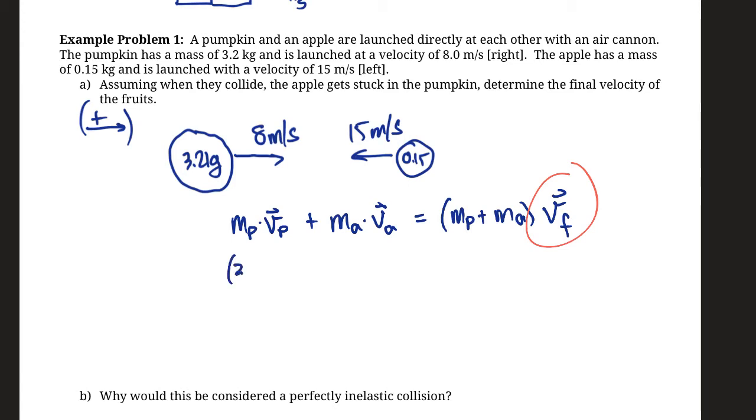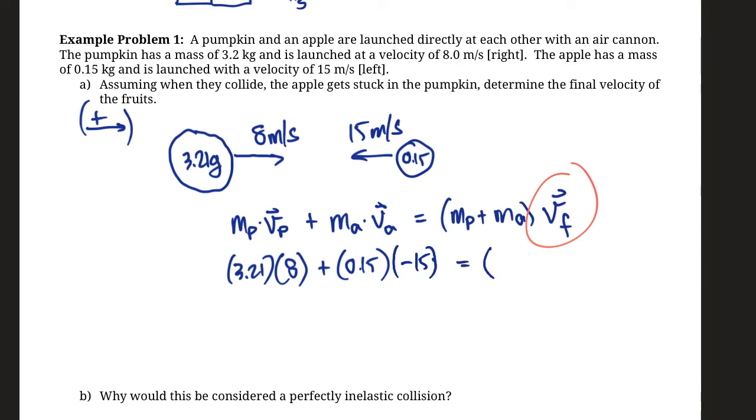So we're going to have 3.2 times 8. Everything's in the proper units, it's all in meters per second and kilograms, so we're good. We don't need to worry about units here. The mass of the apple is 0.15. What should I put in here for the velocity of the apple? Well, remember, it's velocity, not speed. And we defined positive as the direction to the right. So we should actually put in negative 50 meters per second here because it's to the left. Okay, let's see what we get.